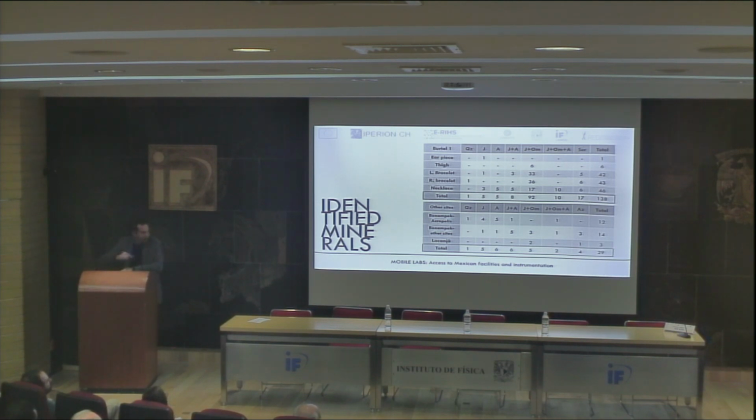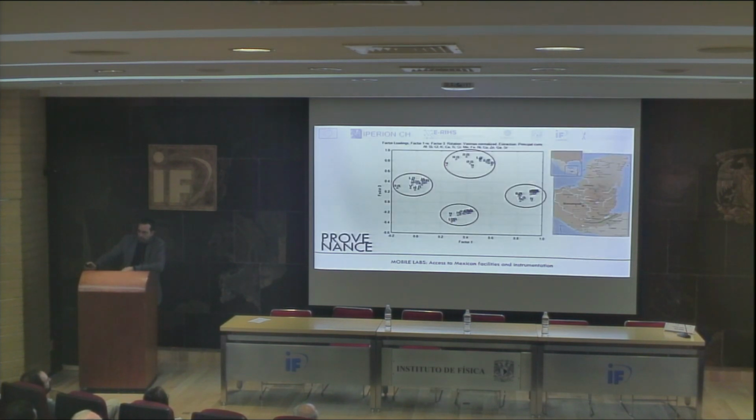We found a very interesting concentration of omphacite plus jadeite in the main burial, and not so much selection in the other offerings. And from the provenance, we know that in the Mesoamerican area, so far we have found only two sources of jadeite here in Guatemala.